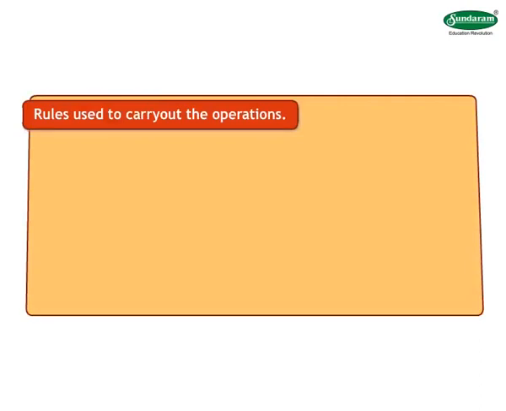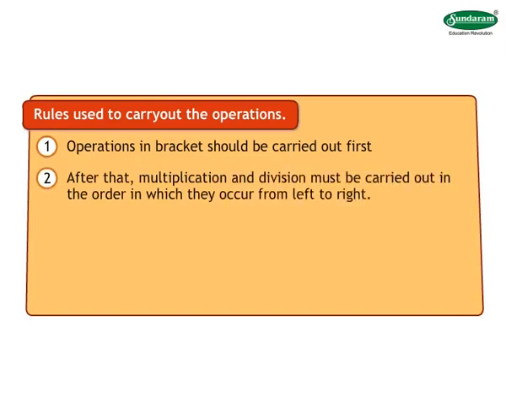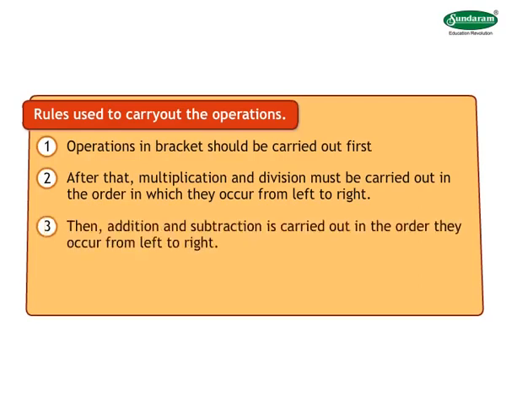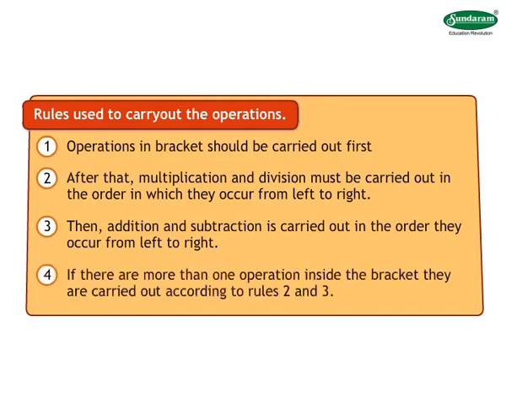There are certain rules used to carry out the operations. Number 1. Operations in brackets should be carried out first. Number 2. After that, multiplication and division must be carried out in the order in which they occur from left to right. Number 3. Then, addition and subtraction is carried out in the order they occur from left to right. Number 4. If there is more than one operation inside the bracket, they are carried out according to rules 2 and 3.